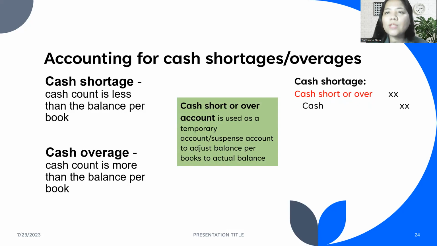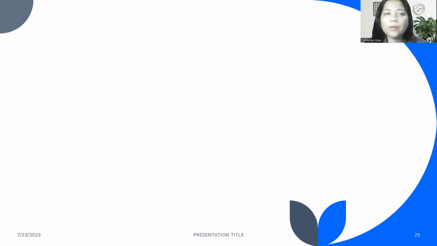How about cash overage, wherein the actual cash count is more than the balance per book? We will debit the account title cash, so we debit cash and we credit cash short or over. And what happens when you prepare this entry every time there is a shortage or overage? You have an account, cash short or over, in your books, which should be closed out. So the question is, in what account will you close your cash short or over?